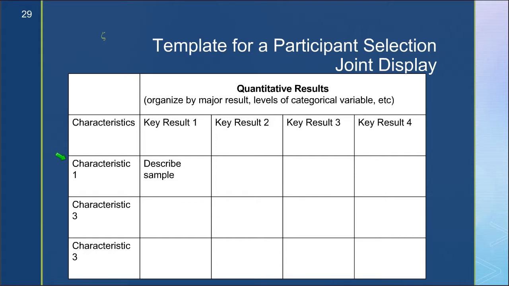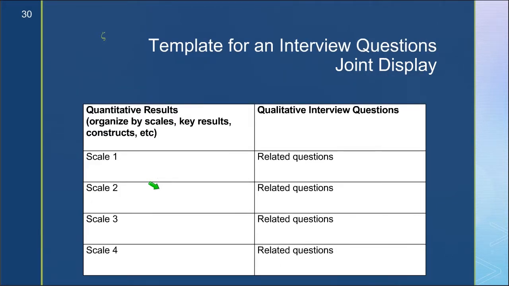We could even organize it by different characteristics. So it could be something like gender, region where someone lives, race, ethnicity, education level. Those are all examples of characteristics. And then within these cells, we can describe that sample, for instance. So again, it's using those initial results in a systematic way to plan what happens next.